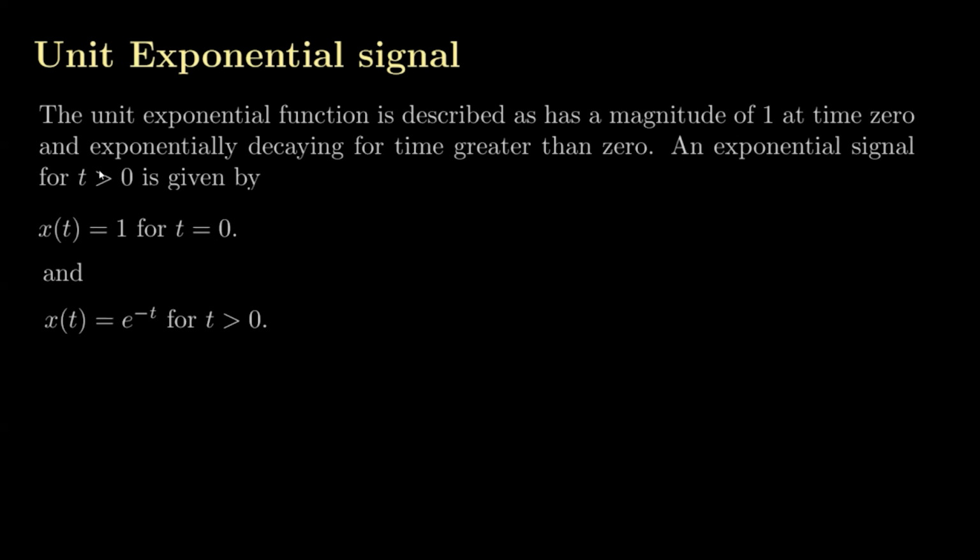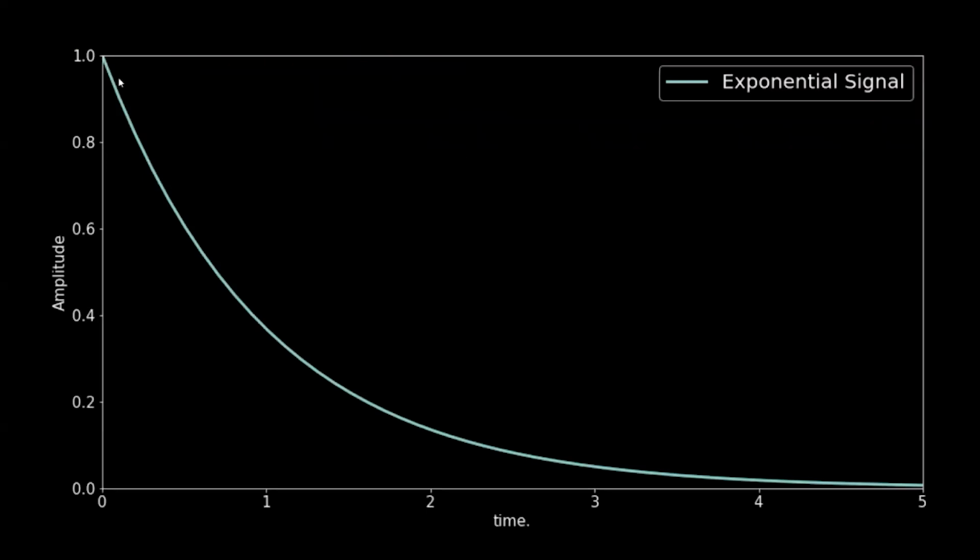Now, let us move on to the unit exponential signal, which is another essential continuous time signal used in signal processing. The exponential signal is defined as a function that starts with a maximum amplitude and then gradually decreases over time. It is mathematically written as e to the power of minus a t, where a is a positive constant. The exponential signal exists only for time greater than or equal to 0 and has an amplitude of 1 at time equal to 0.